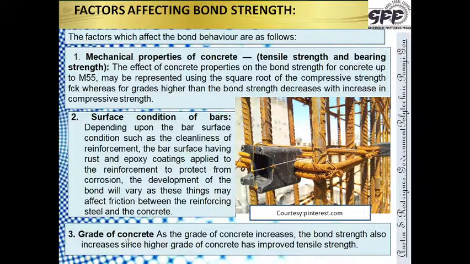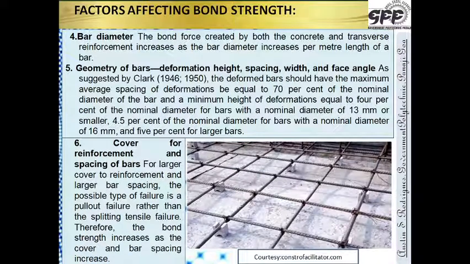Third one, grade of the concrete. We all know that as the grade of concrete increases, the tensile strength of concrete increases. So as the tensile strength of concrete increases, the bond strength also increases. Bar diameter: from the experimental findings, the bond force created by both the concrete and the stirrups, the transverse reinforcement, increases as the bar diameter increases per unit length of the bar. Geometry of the bars, that is deformation, its height, spacing, width, face angle, all that.